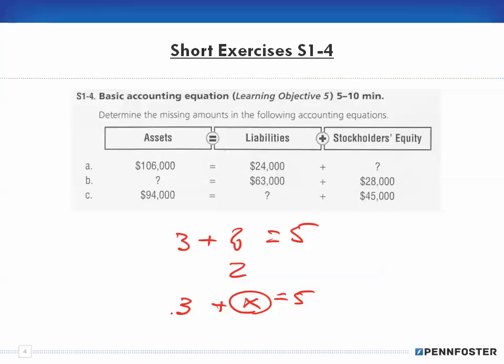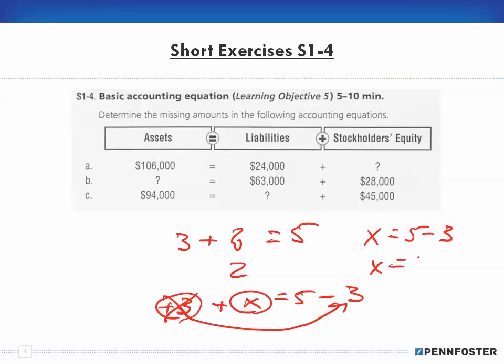So you're going to take this 3, and remember this is a positive 3 even though it doesn't say plus in front of it. When you move it across the equal sign, it changes the sign. That's why I pointed out that this is a positive 3, because when we move it across the equal sign, now it becomes a minus 3. So we're left with x is equal to 5 minus 3. We do the math, x is equal to 2, so we know 3 plus 2 is equal to 5. That's the basic math behind it, and that's all we're doing here with the accounting equation.